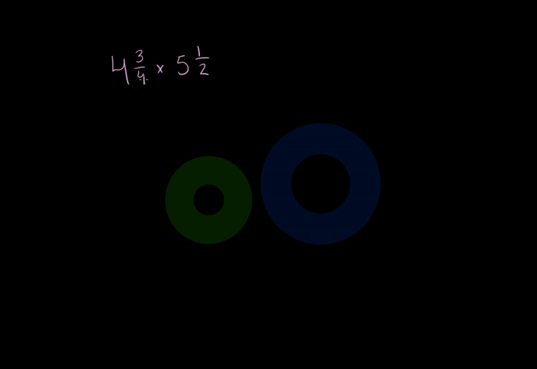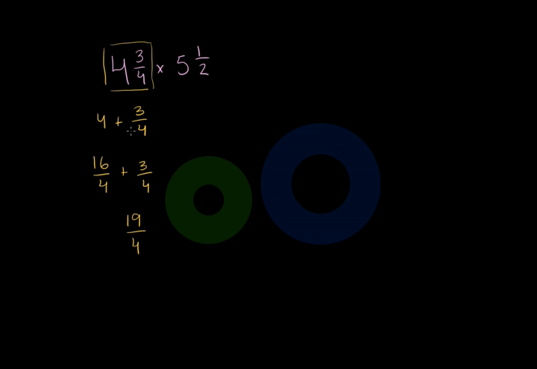So let's do that. To turn 4 3/4 into an improper fraction, 4 is the same thing as 16 over 4. And then we're going to add another 3/4. Let me take that one step at a time. This part is the same thing as 4 plus 3/4. 4 is the same thing as 16 over 4, plus 3/4. And so if I add these two, I get 19 over 4. So 4 3/4 is the same thing as 19 over 4.